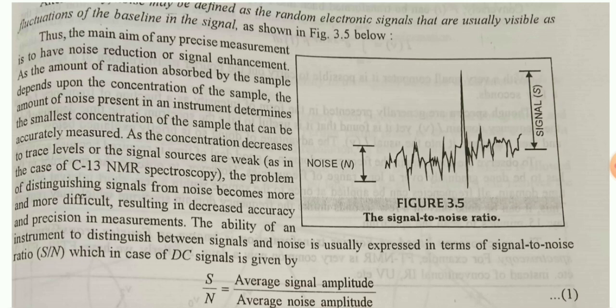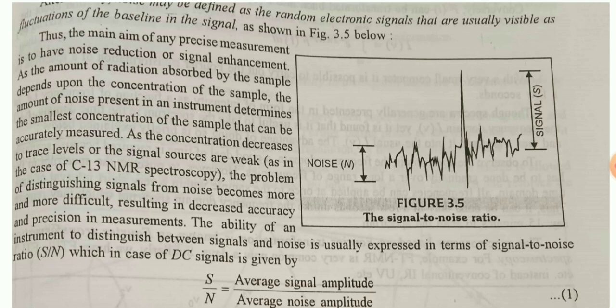Thus, the main aim of any precise measurement is noise reduction or signal enhancement. As the amount of radiation absorbed by the sample depends upon the concentration of the sample, the amount of noise present in an instrument determines the smallest concentration of the sample that can be accurately measured. As the concentration decreases to trace levels, or the signal sources are weak, as in the case of C13 NMR spectroscopy, the problem of distinguishing signals from noise becomes more and more difficult, resulting in decreased accuracy and precision in measurements.